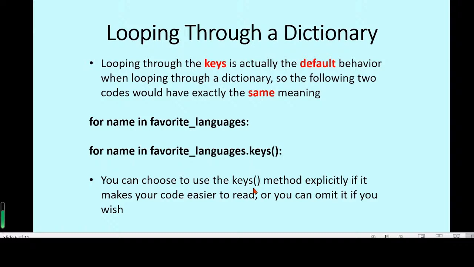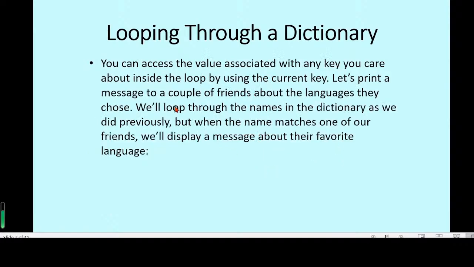You can choose to use the keys method explicitly if it makes your code easier to read, or you can omit it if you wish. And you can access the value associated with each key you care about inside the loop by using the current key. So let's print a message to a couple of friends about the languages they chose. So we will loop through the names in the dictionary as we did previously, but when the name matches one of our friends, we will display a message about their favorite language.